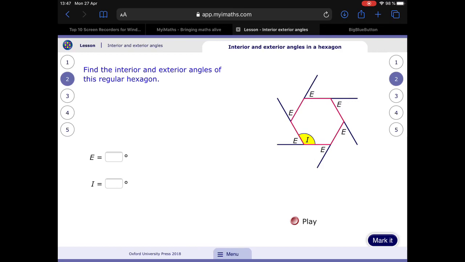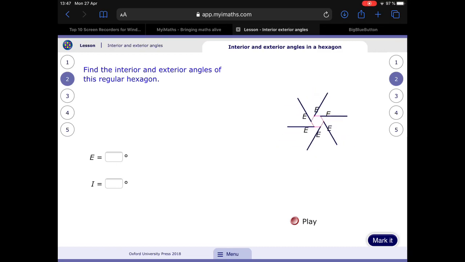We can do exactly the same thing here with a hexagon. I've got a regular hexagon, so all the interior angles must be the same, so all the exterior angles must be equal. And if I shrink that hexagon, you can see that all 6 exterior angles go round a point, so they must add up to 360 degrees. So if all 6 angles add up to 360 degrees, how big is each one? I'll leave that for you to figure out.